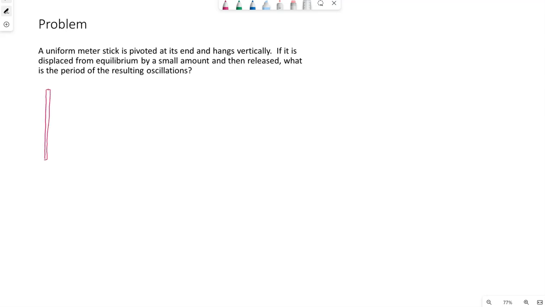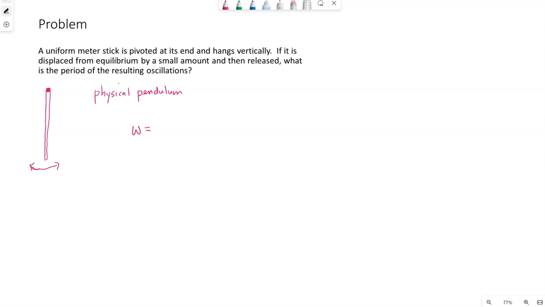So the meter stick is pivoted at its end. So the pivot is at the end. We pull it to the side a little bit and release. So it's going to swing back and forth like this. This is a pendulum, but it is not a simple pendulum because the mass is not concentrated at the very end. This is a physical pendulum because there is mass everywhere along the length of the meter stick.